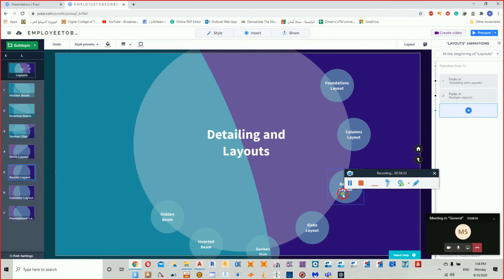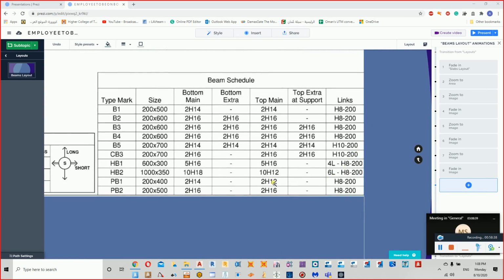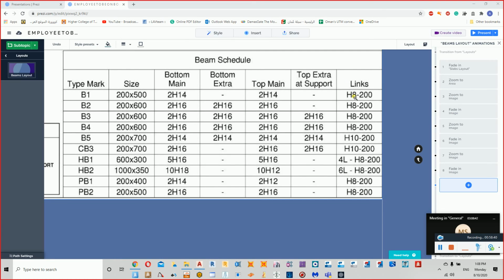Okay, let's go to the beams layout. If we go for this particular schedule, now you can see here for the beams we have the links. I didn't discuss the links of the beams. So we have H8, so 8 diameter of 200 spacing, H10 of 200, H10 of 200. Now you learned in the college, you know that we use normally T10 at 200, T12, or whatever. T is 460, H is 500, 8 is the diameter, 200 is the spacing. But there is something new which is coming here.